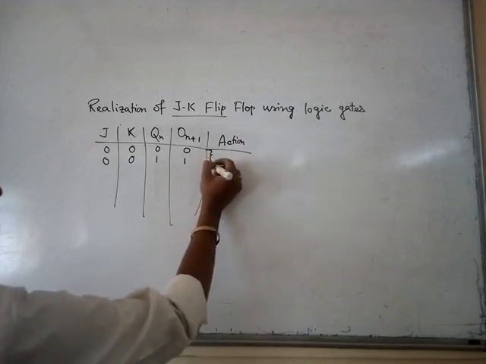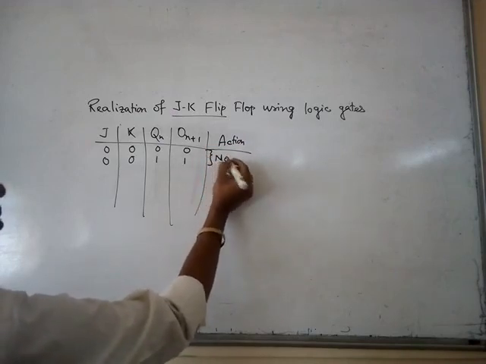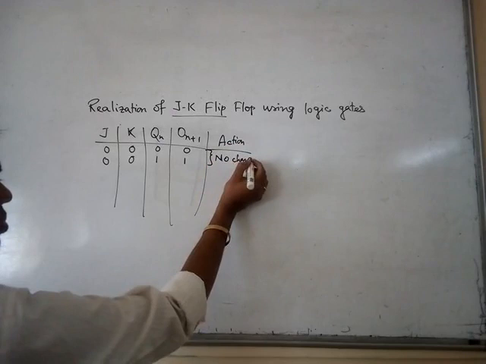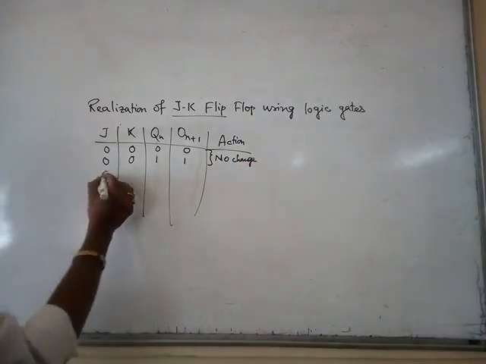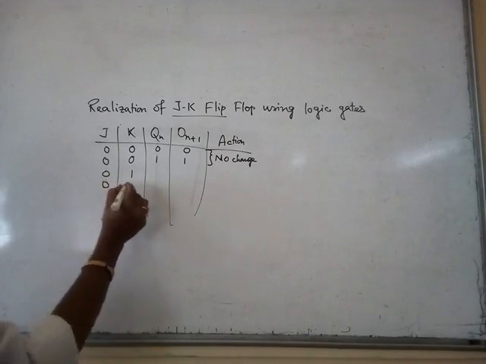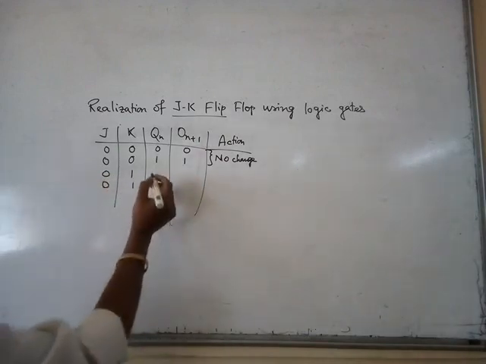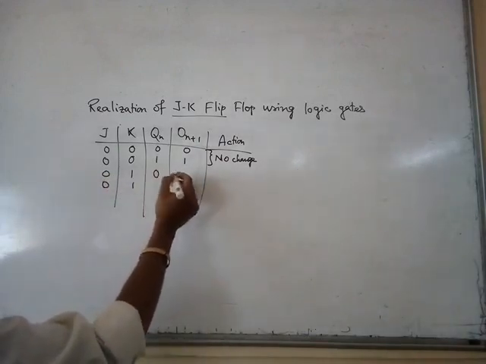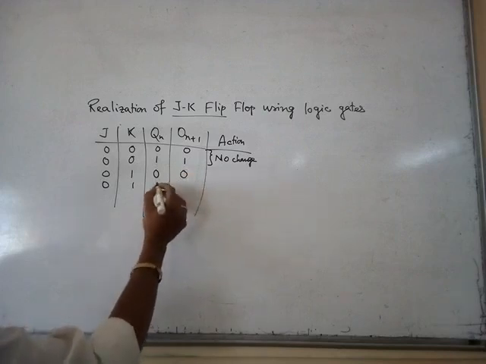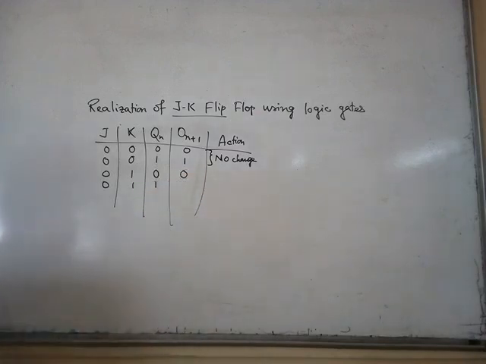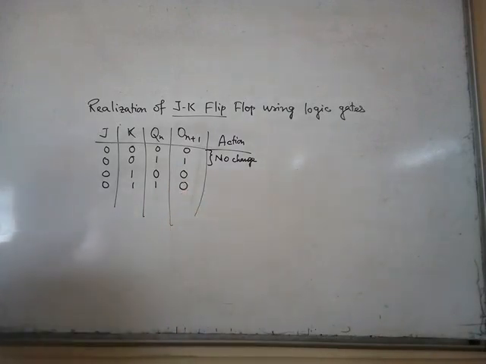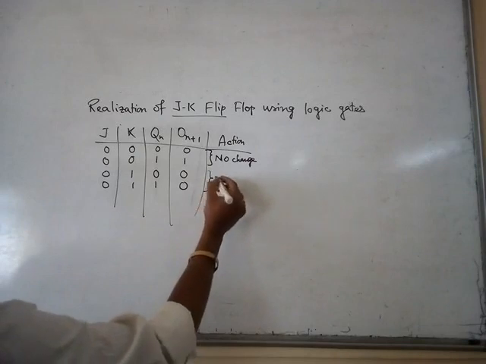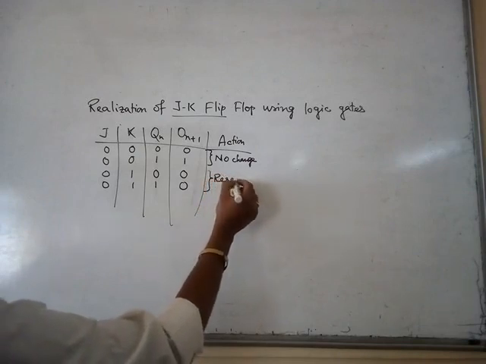So we can tell that there is no change. Next, for 0 1, if the present state is 0, the next state will be 0, and if the present state is 1, the next state will also be 0. So for this case we can say reset.